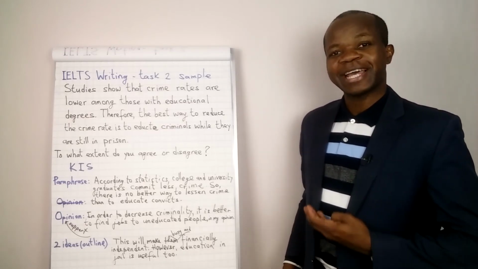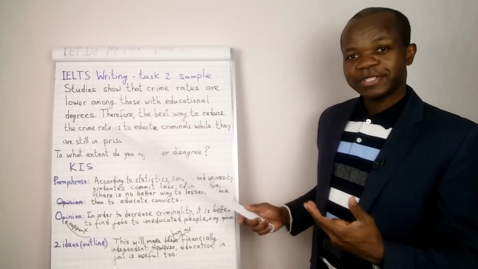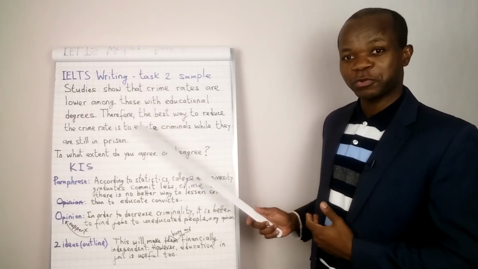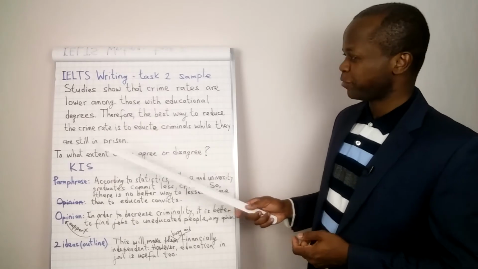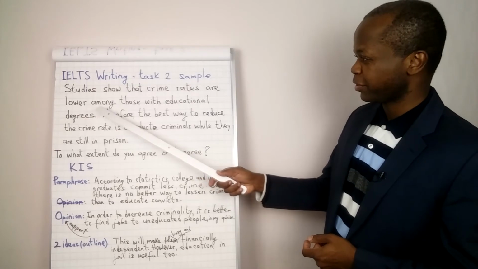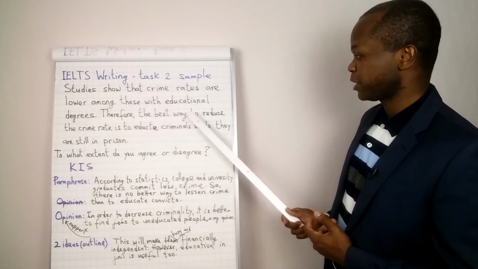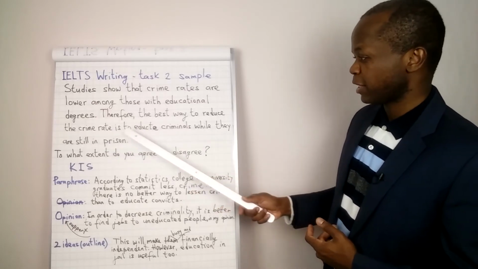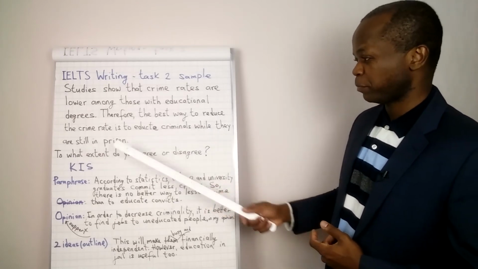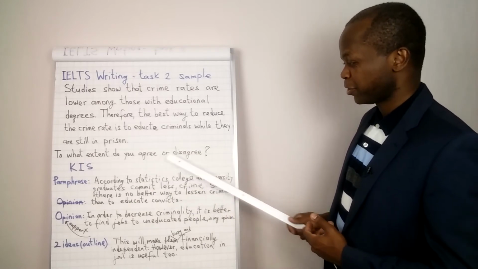Now, let's look at an example to illustrate what I was talking about. So here is a task. I think it's a real task from October 2020, a reported task. I'm going to read it for you. Studies show that crime rates are lower among those with educational degrees. Therefore, the best way to reduce the crime rate is to educate criminals while they are still in prison. To what extent do you agree or disagree?